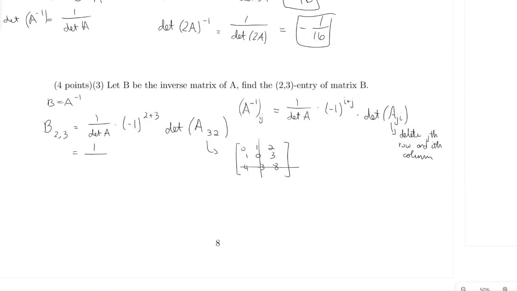This gives us, so we know that the determinant of A is -2 from before, times -1 times the determinant of 0, 2, 1, 3. This gives us 1 over 2 times -2, which is -1. So that's the entry at the second row and third column of matrix B. So yeah, that was it. Hopefully that made sense. If something doesn't seem right, please let me know. And yeah, good luck.